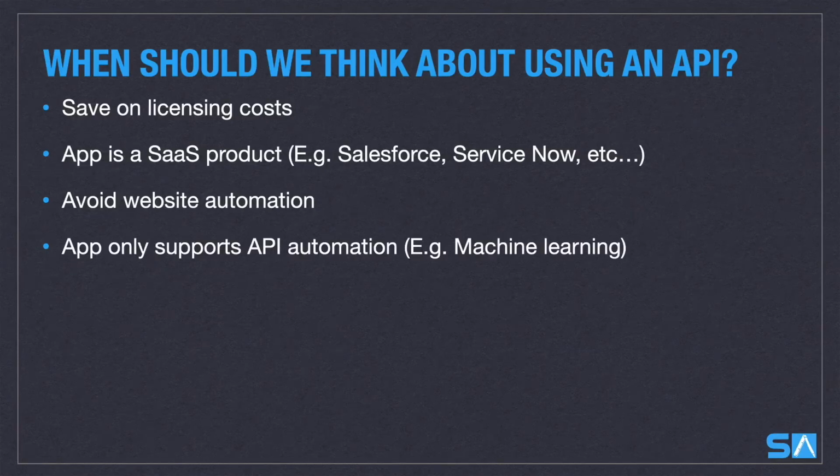Next reason is your app only supports API automation. Well, you have no choice but to use it. One example is a lot of cloud services such as Google Machine Learning only support API automation once it's set up to actually classify something. So you might be doing machine learning with Pokemon, if you haven't checked out my video on doing this in UiPath to detect what Pokemon a user uploaded, and you can only do this through API automation as an example.